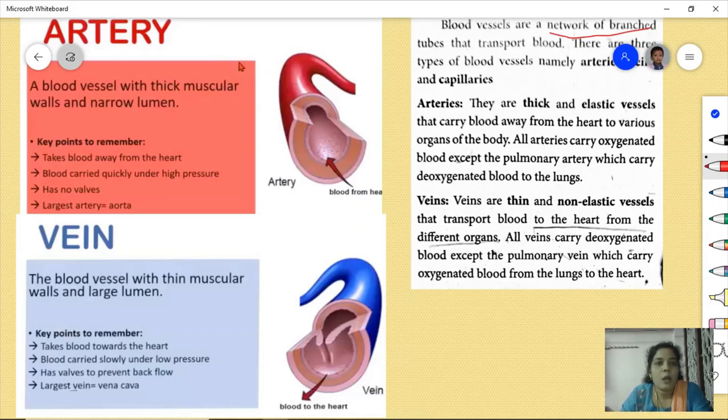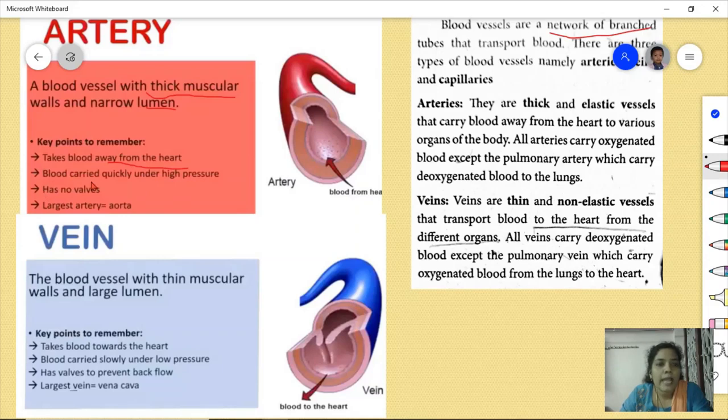First we can see the artery. What is an artery? A blood vessel with thick muscular walls and a narrow lumen. Lumen means opening. This narrow lumen is present in the artery. Arteries take blood away from the heart.